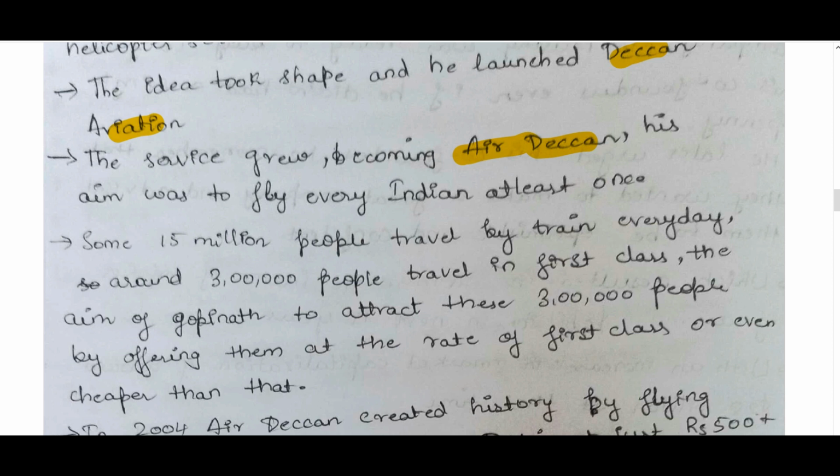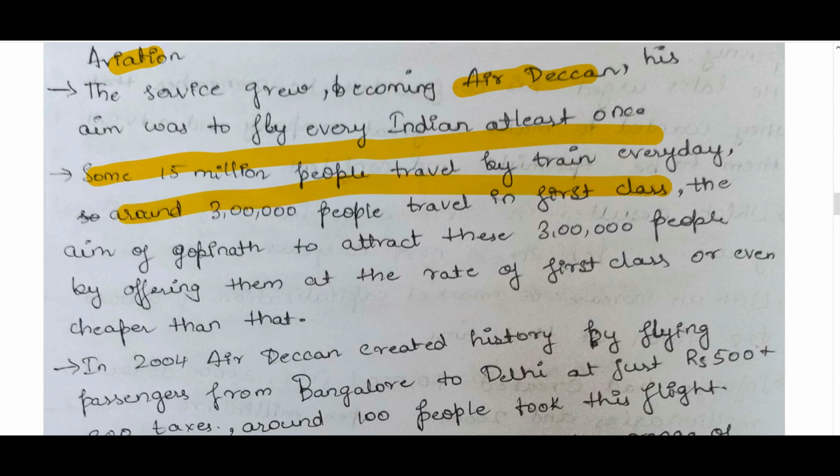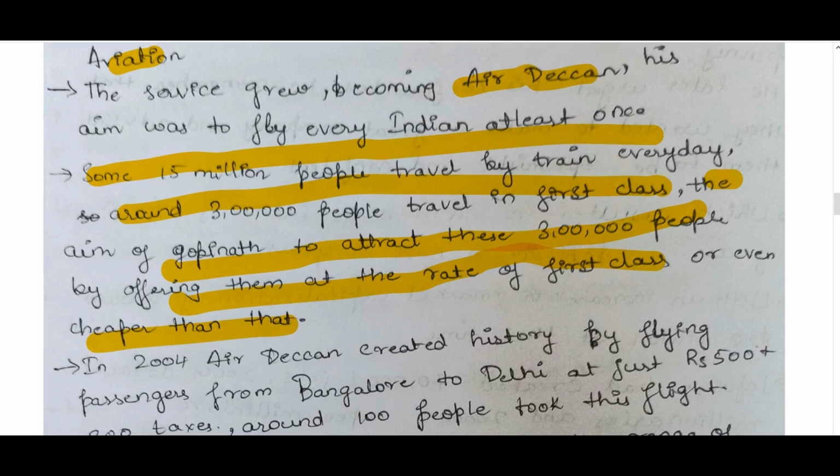His aim was that every Indian should fly in an aeroplane at least once, since some 15 million people travel by train every day. Around 3 lakh people travel in first class. The aim of Gopinath was to attract those 3 lakh people by offering them the rate of a first class train ticket or even cheaper than that.